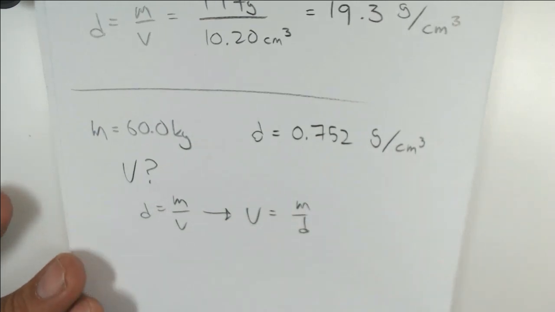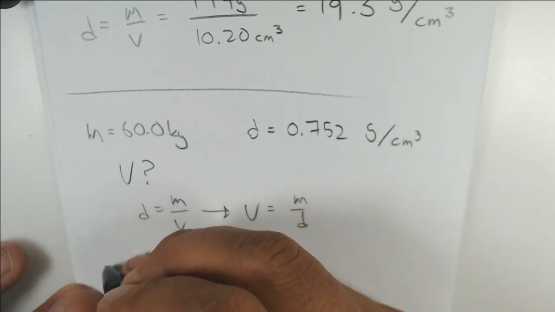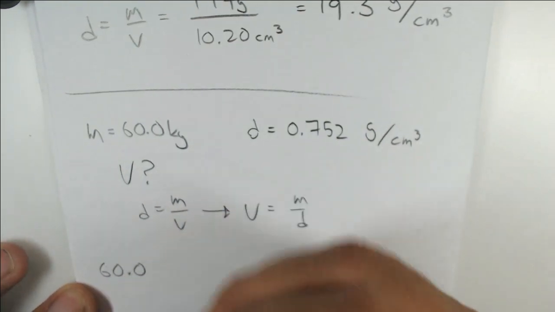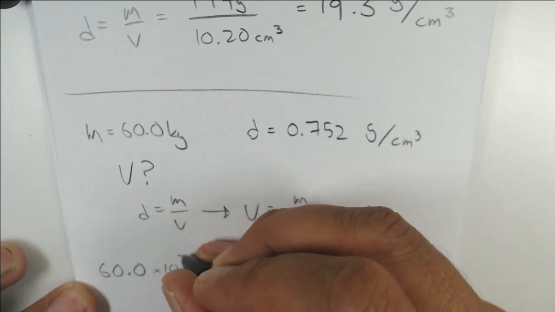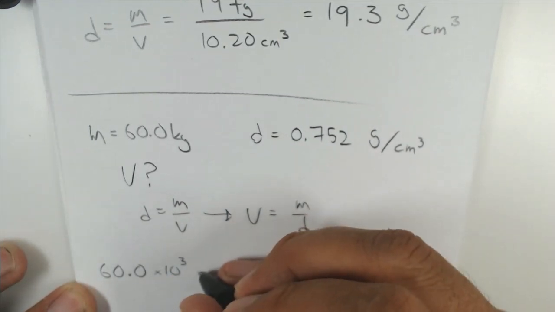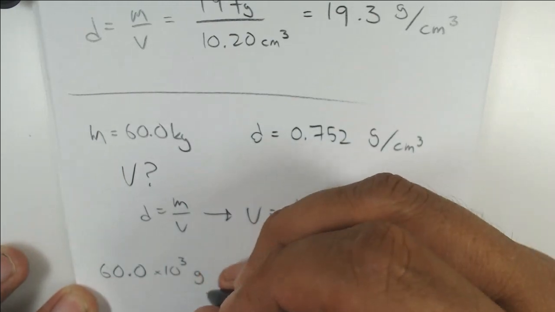So remember how many kilograms, or sorry, how many grams are in a kilogram? It's 1,000, right? So instead of the kilo, you can just write times 10 to the 3 there instead. So this is technically not scientific notation. It's just saving you a step in your conversion. So 60 times 10 to the 3 in place of the kilo symbol, grams.